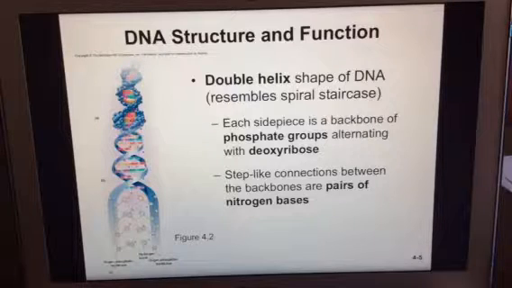Then in the middle is where we see these nitrogen bases, and they are going to be in pairs. And they basically make up what we consider the rungs of the ladder.